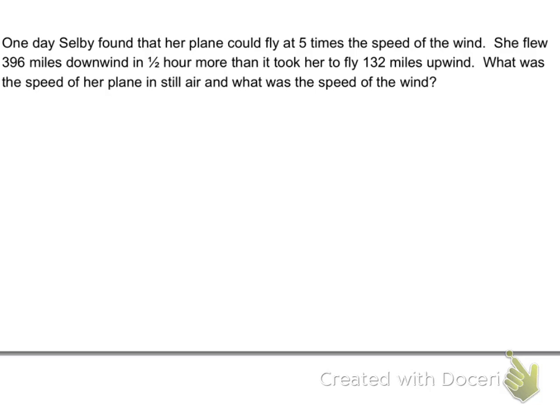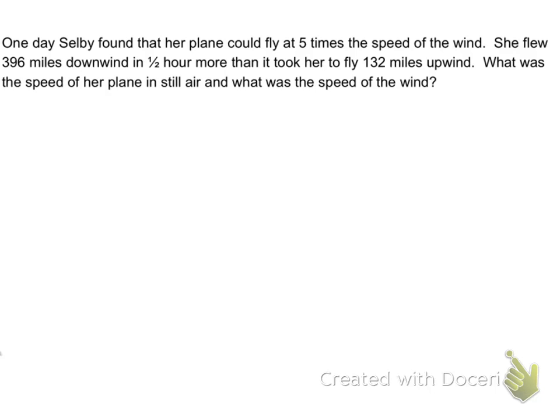It says, question number 1. One day, Shelby found that her plane could fly 5 times the speed of the wind. She flew 396 miles downwind in 1/2 hour more than it took her to fly 132 miles upwind. What was her speed of her plane in still air, and what was the speed of the wind? So basically, how fast is her plane going? How fast is the wind going that day?